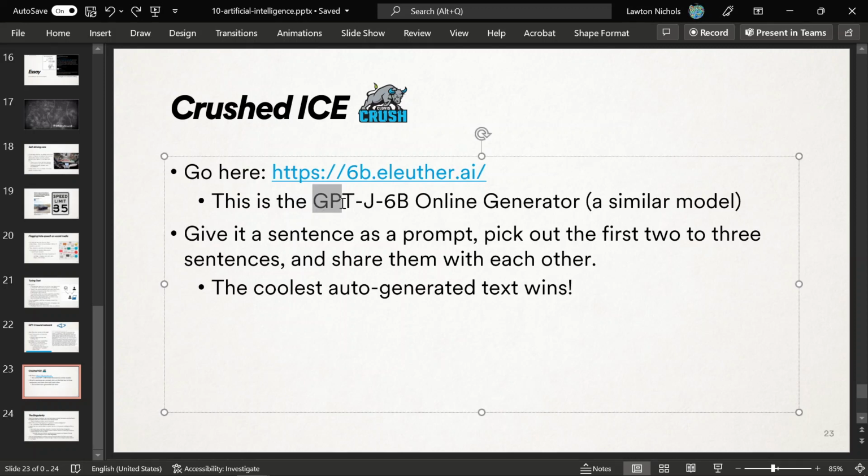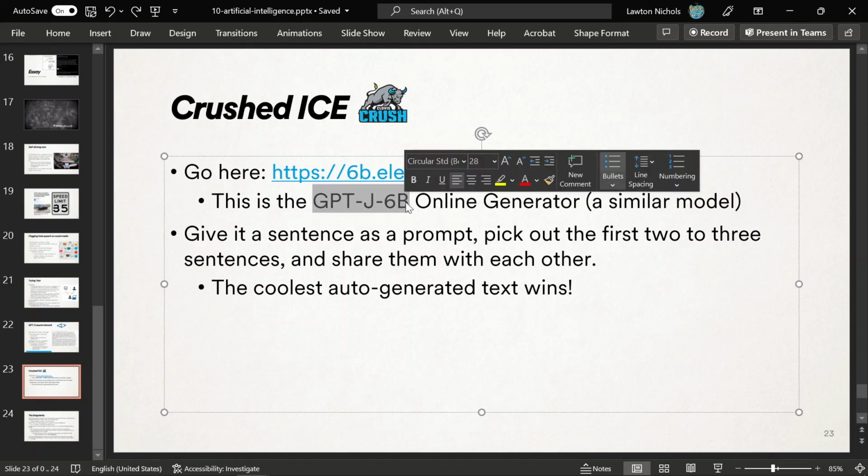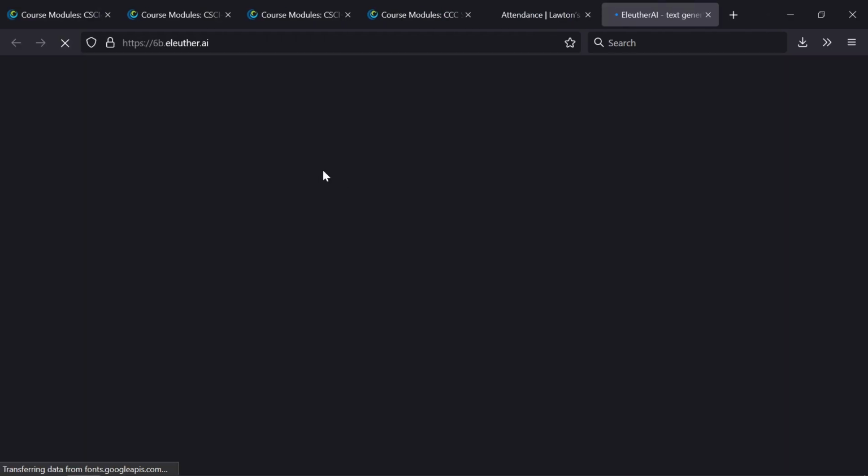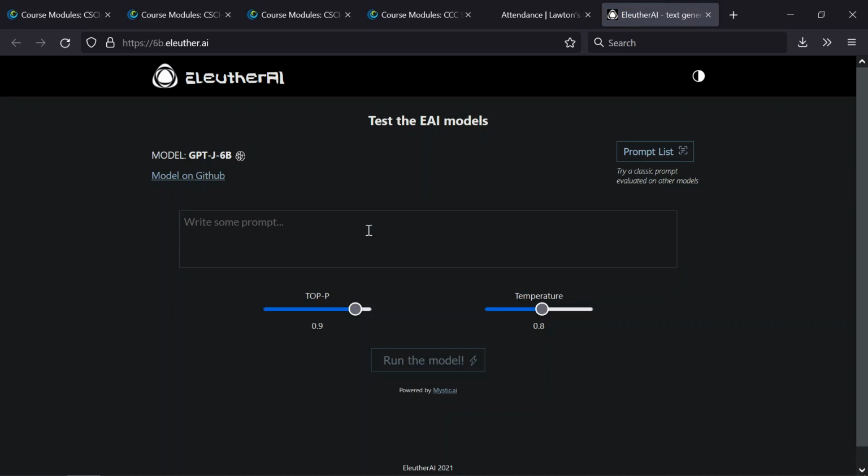This is going to be the GPT-J6b, which is not as powerful, but still pretty cool. You give it a sentence as a prompt, and then it starts writing stuff for you based on that prompt. Try out a few prompts and share them with each other. Let me show you how.